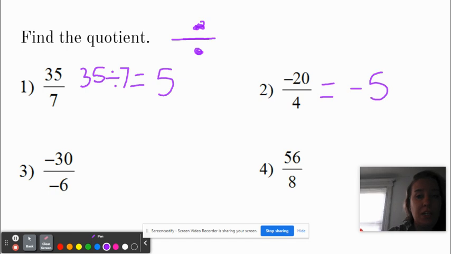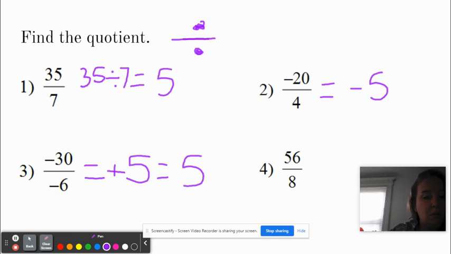And then question 3, negative divided by a negative, same signs. We're going to be left with a positive 5, or just plain 5. Positive divided by positive remains positive. 56 divided by 8 is 7.